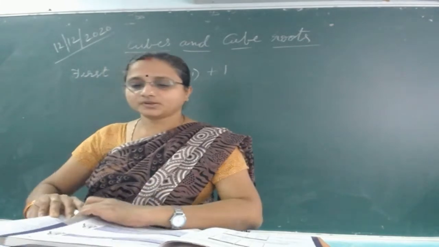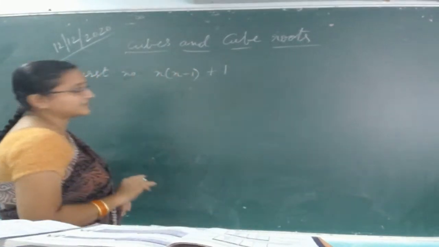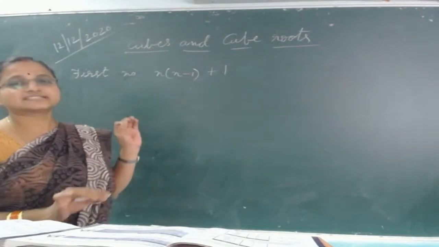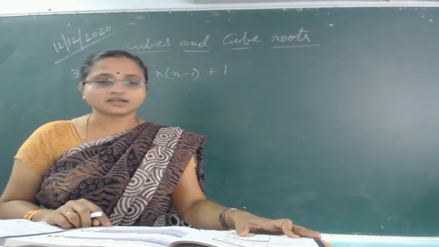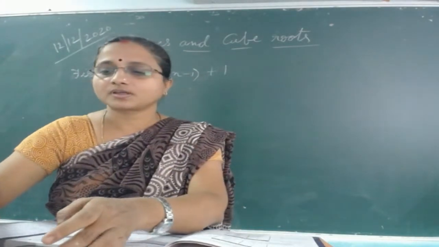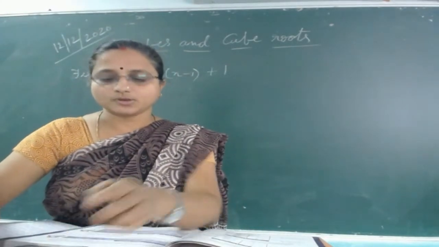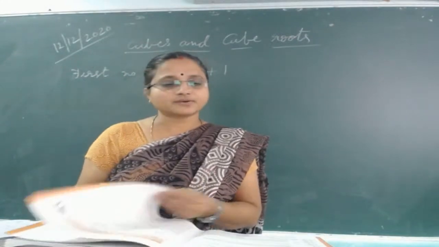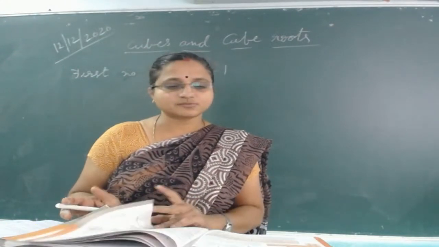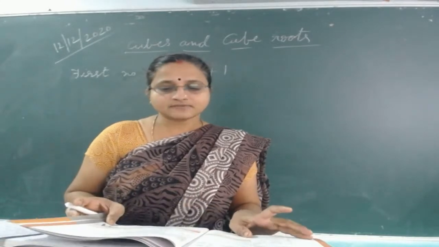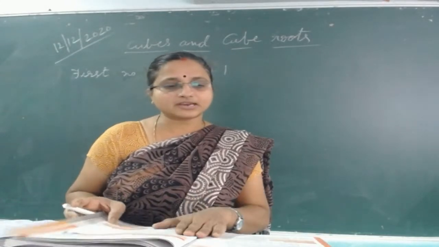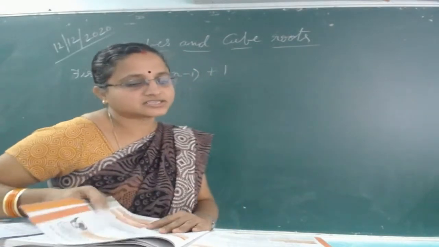Okay. Good afternoon, children. Actually, when we were learning about squares and square roots, at that time I told you that we will get the square root of a number. There are some rules to find the square of a number, by using the... One method is there. What is that? By adding consecutive odd numbers.